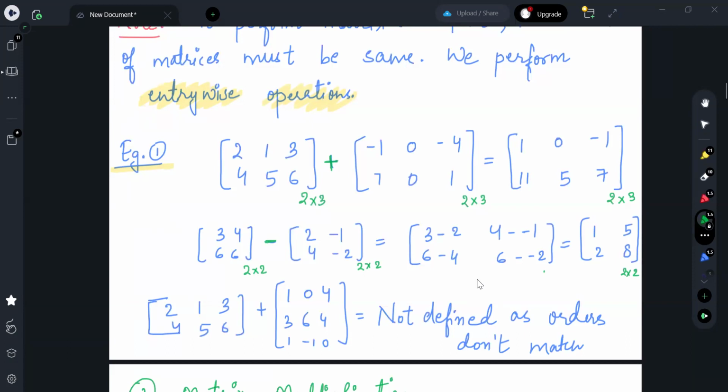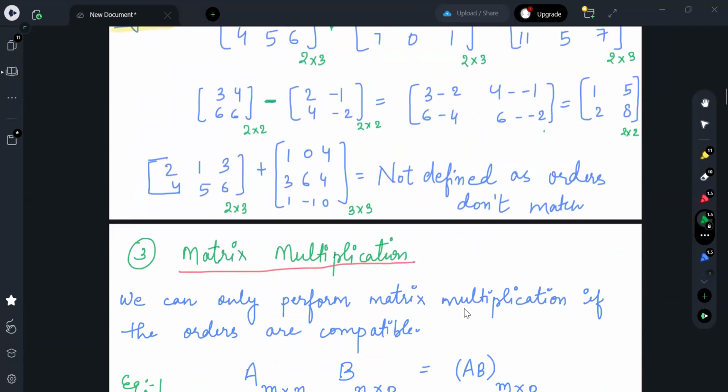Another example here, I have 2 rows, 3 columns. I have 2 by 3, and I have a matrix which is 3 by 3. As you can see, the orders don't match. I cannot perform entry-wise operations. Hence, this sum is not defined.